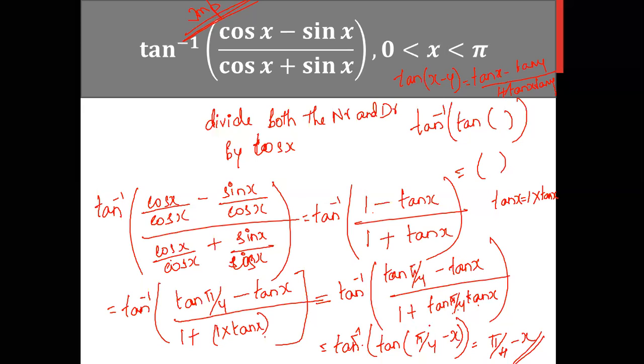Now if you see the term inside the bracket, what you can observe is tan of x minus y is tan x minus tan y divided by 1 plus tan x tan y. So in place of x we have pi by 4, and in place of y we have x. So it becomes tan inverse of tan of pi by 4 minus x. Tan inverse of tan theta is theta, that is pi by 4 minus x. So this is how you get the answer.